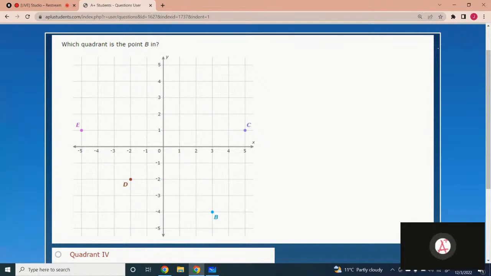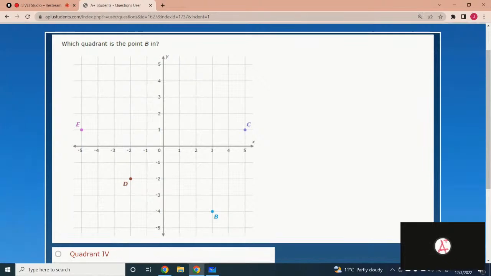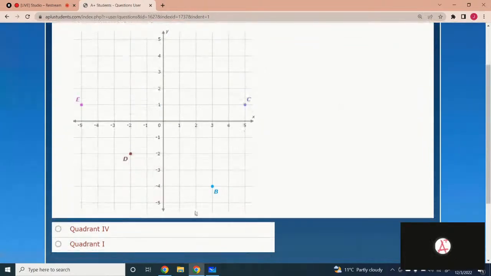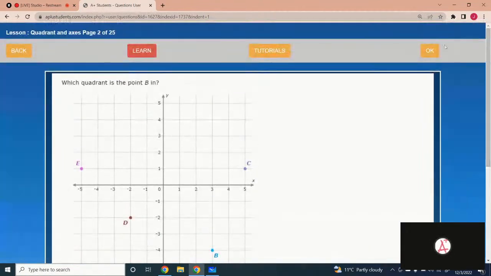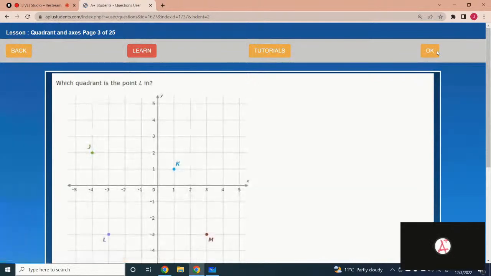You always start from here: first, second, third, fourth. So B is in the fourth quadrant. B is in quadrant 4. That would be the quadrant 4. So just select the correct option, then click on the OK button. Yes, very good, MS Oil. It is in the fourth quadrant.